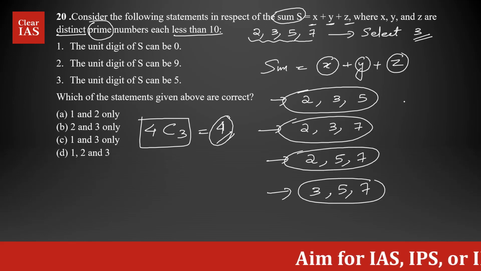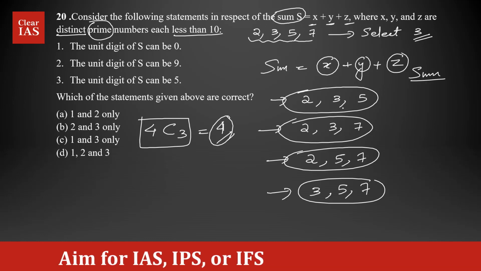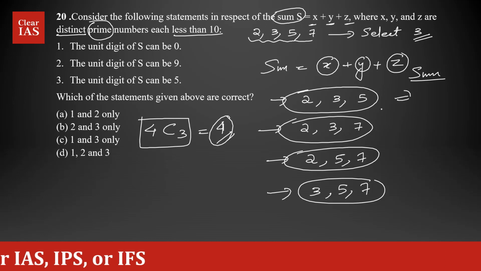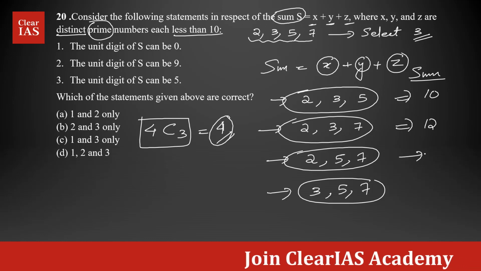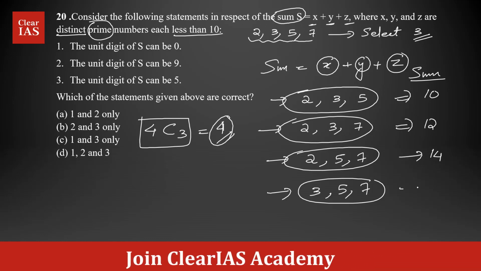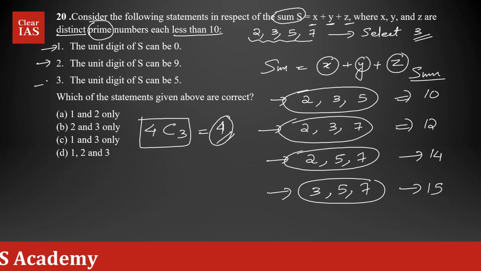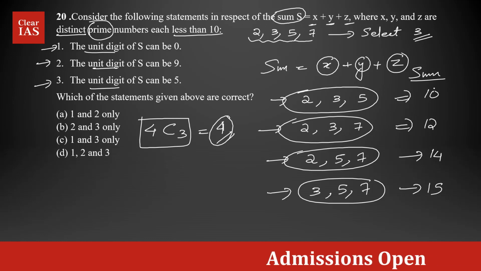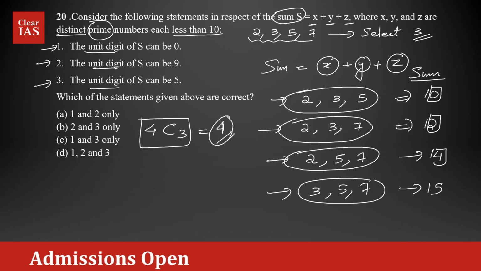And what we need to do is find out the sum for each particular case. The first one, you add them up, it's 10. Second one, you add them up, it's 12. Third one, it's 14. Then the next one is 15. Each of the statements needs to be analyzed, and they are talking about the unit digit. So you take the unit digit of the sum. It could be 0, 2, 4, or 5. These are the possible unit digits.